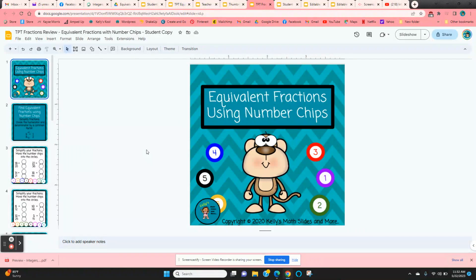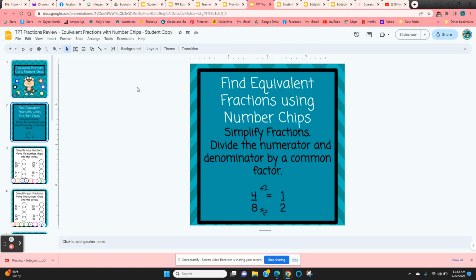Equivalent fractions using number chips. This is a digital lesson. It's a lot of fun for the students because they can move these colorful chips around their screen. And it starts with just a definition of what an equivalent fraction is, how to find an equivalent fraction. So you're either going to divide or multiply by a common factor.